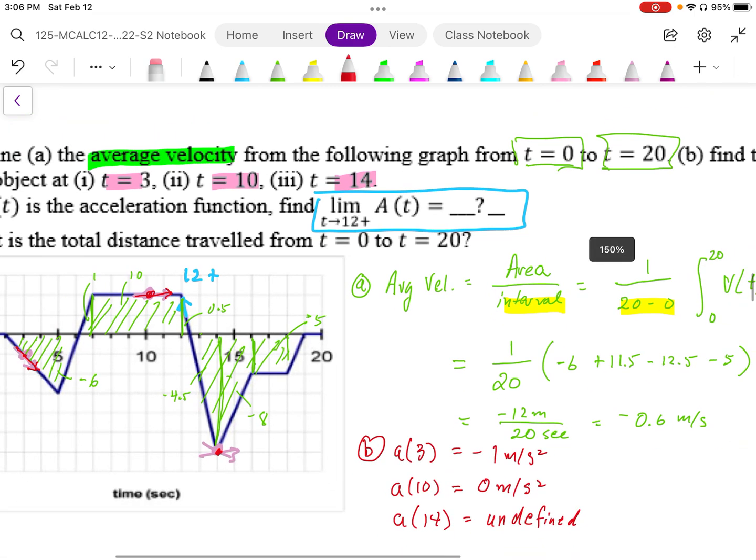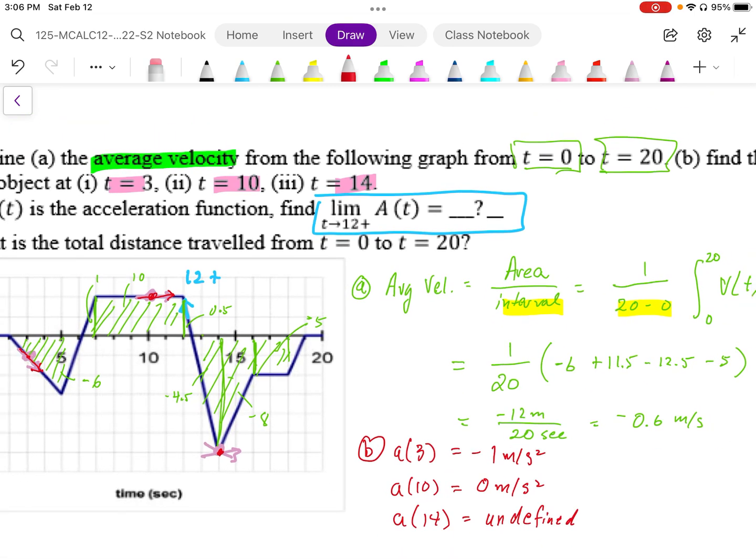So the limit of the acceleration, which is going to be the slope of the velocity graph, is going to be equal to negative 4. The value of that is going to be negative 4 meters per second squared. That's the acceleration, not just as it approaches 12 from the positive side, but that's going to be true for that whole section.